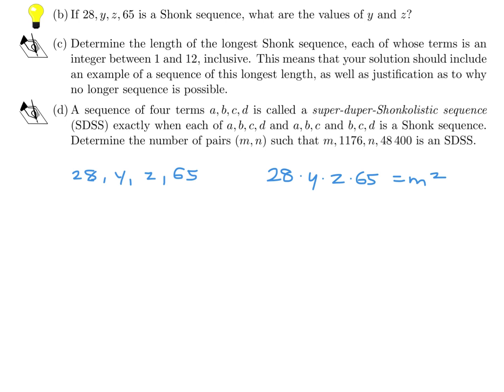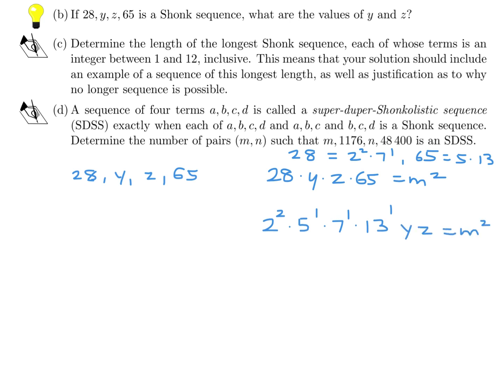Okay, what is 28, by the way? 28, in terms of its prime factors, is 2 to the power of 2 times 7 to the power of 1. And 65 is what? Just 5 times 13, right? So when you combine this, you're going to get 2 to the power of 2 times 5 to the power of 1 times 7 to the power of 1 times 13 to the power of 1 times this y and this z, and this has got to be m squared.